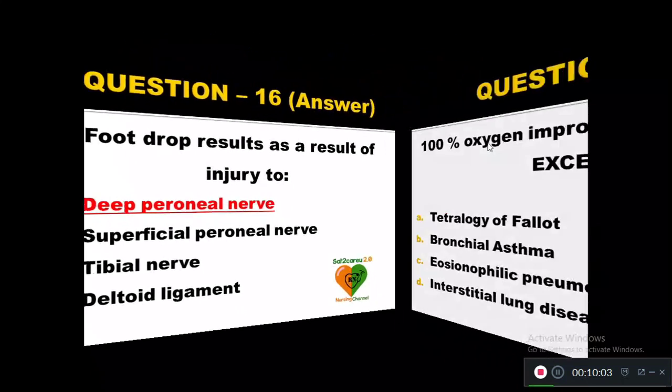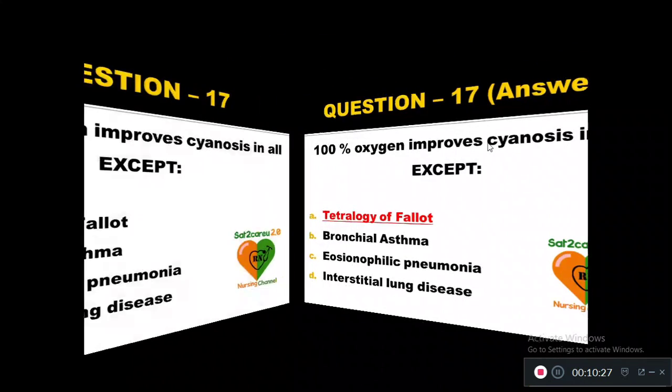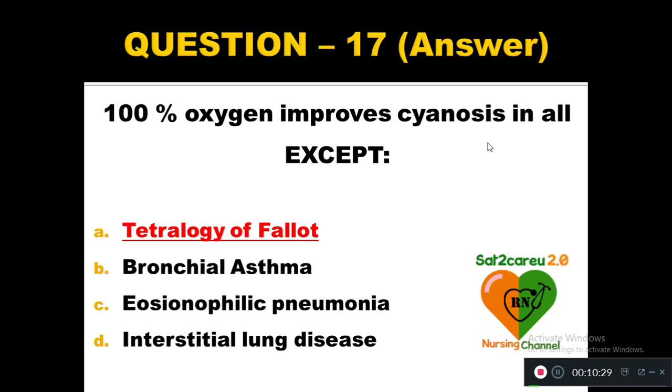Question number 17. 100% oxygen improves cyanosis in all except option A, tetralogy of Fallot, B, bronchial asthma, C, eosinophilic pneumonia, D, interstitial lung disease. The correct answer is except tetralogy of Fallot, 100% oxygen will improve the cyanosis.